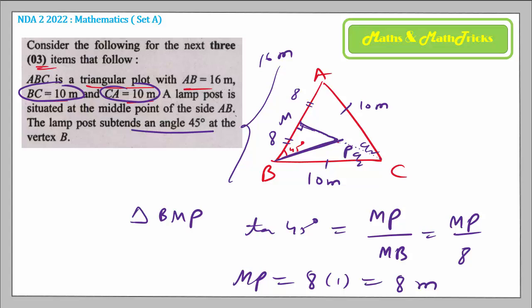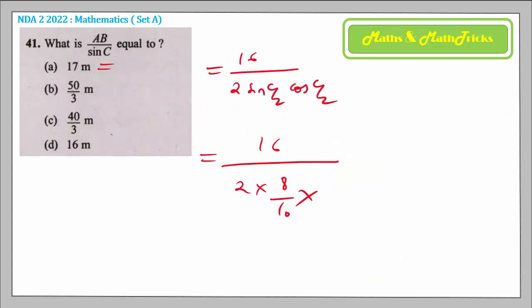is MC. In that, can you find MC? It will be 10 square minus 8 square, which is 36, that is 6, by Pythagoras theorem. So MC square is equal to 10 square minus 8 square, so it's 36, right? So MC is 6, and again hypotenuse 10. So what do we have?